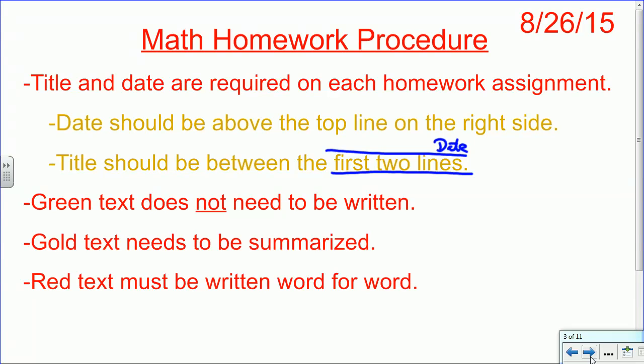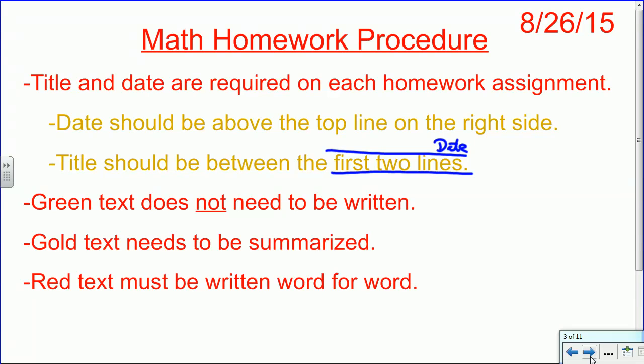Now I'd like you on your homework sheets to always include the title of the video that you are completing a homework sheet for, but for the date I would like you to include the date that you actually watched it and completed the homework assignment. That will help keep us on track and keep us organized.